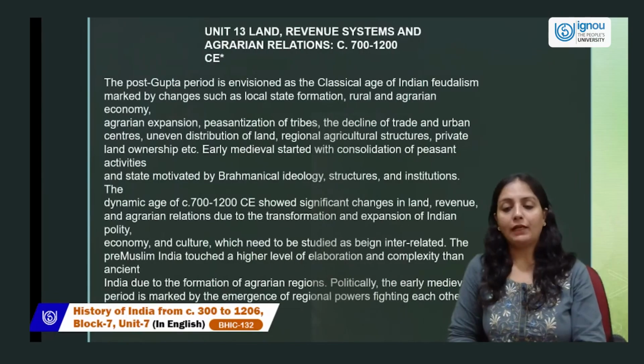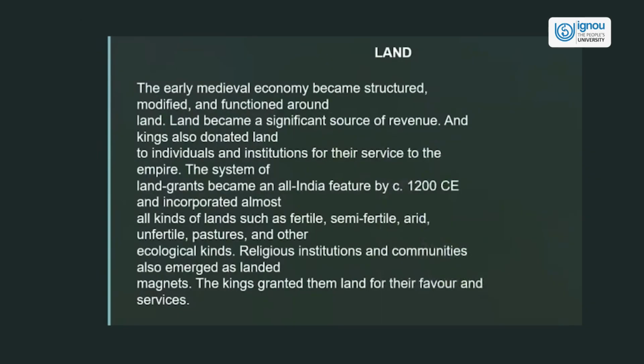Politically, the early medieval period is marked by the emergence of regional powers fighting each other for their supremacy. They fought a lot of wars for their supremacy. What was the condition of land at that time? This is the time period of the early medieval period, and the early medieval economy became structured, modified, and functioned around land.